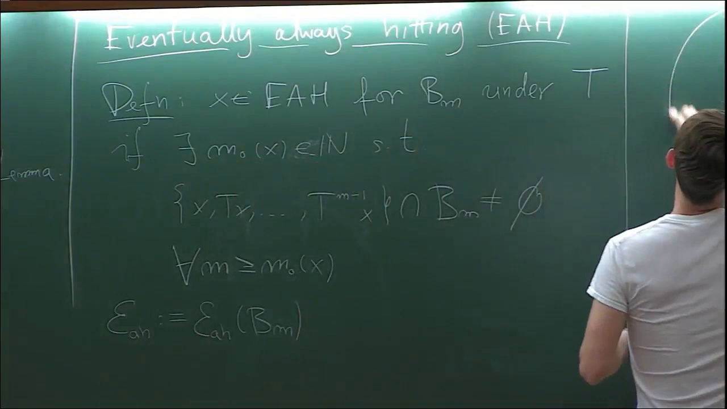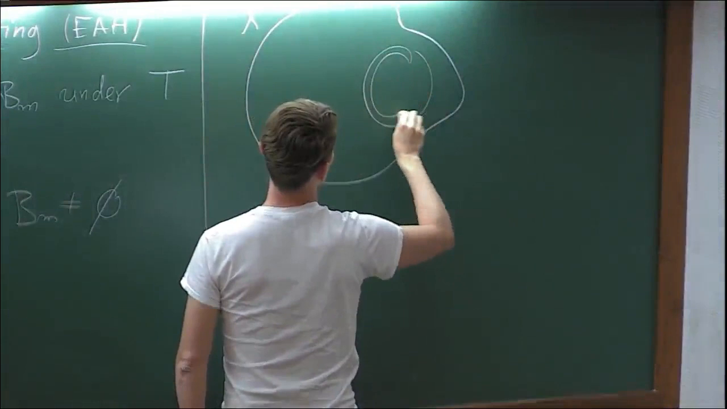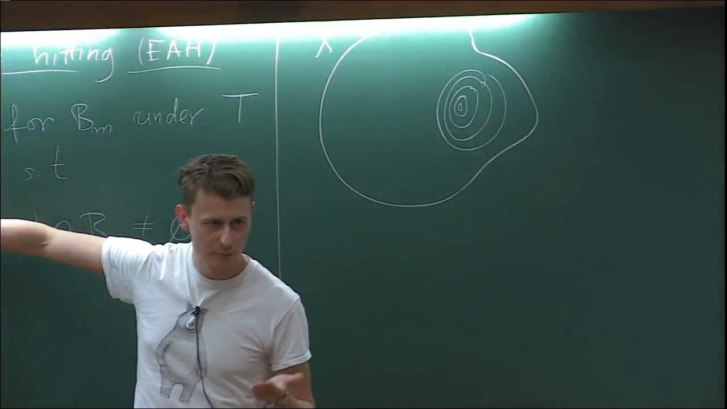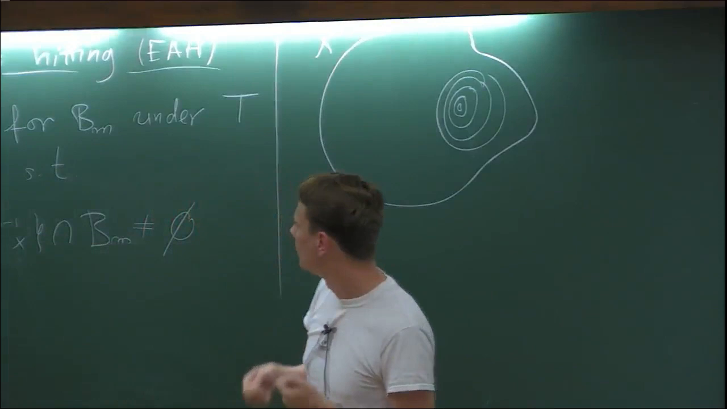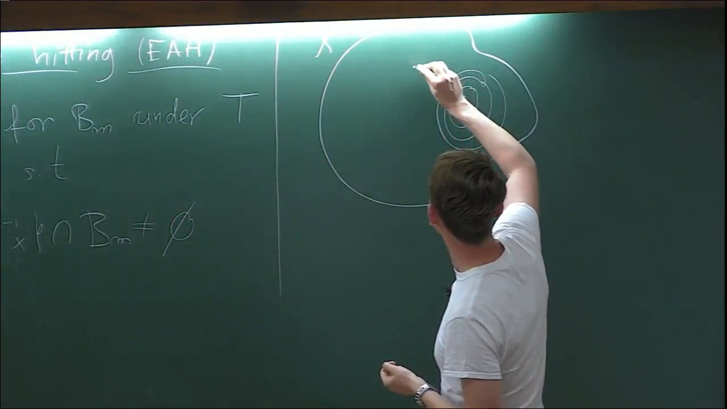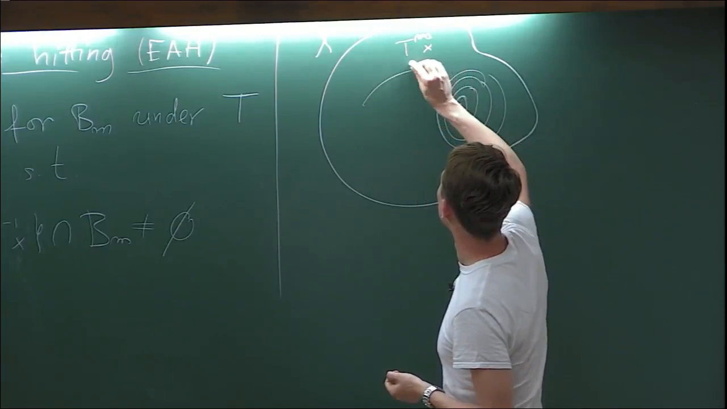So let's say again we have our dynamical system, we have our shrinking targets over here. First of all, the fact that there's only supposed to exist an M0 says that the orbit is allowed to do whatever it wants in the beginning, but from some point onwards, it has to grow up, so to say, and start behaving nicely. By which we mean that from this point M0 onwards, so by the time we get to T^M0 of x, we have been around doing other stuff, we should go here.